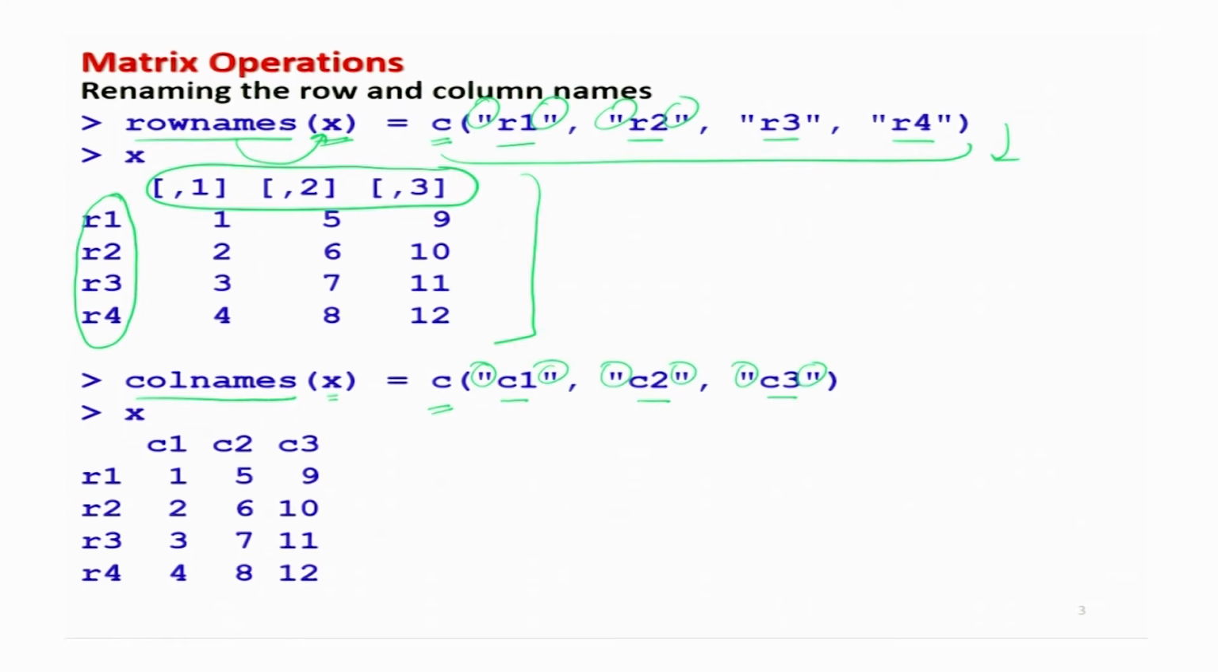And if you try to execute it, then this function call names will change the names of the columns of this matrix X, and you get here C1, C2, C3. So this is how you can rename the names of the rows and columns in any given matrix.